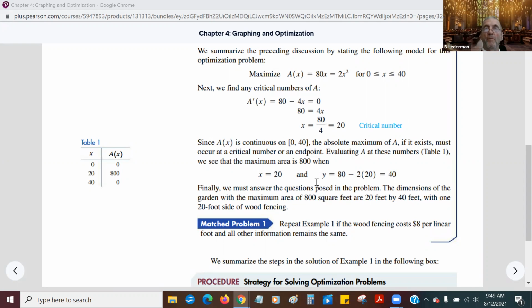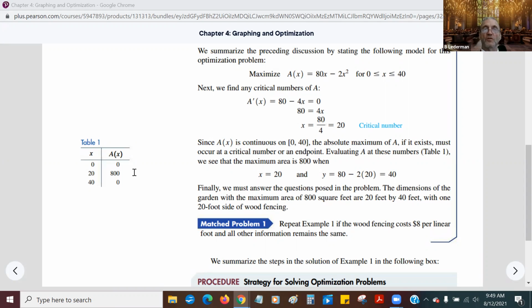By the way, you have to check the endpoints as well. But as you can see on table 1, the endpoints just give it being 0. So the endpoints are easy. The only viable thing is the x equals 20, which gives me an area of 800.